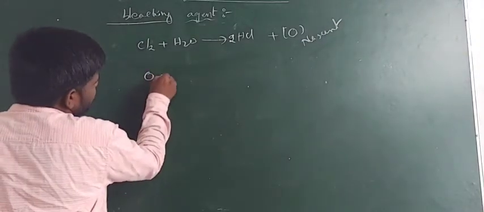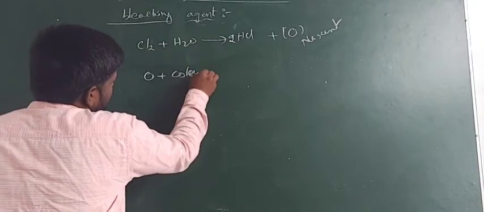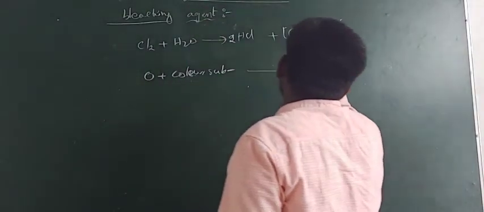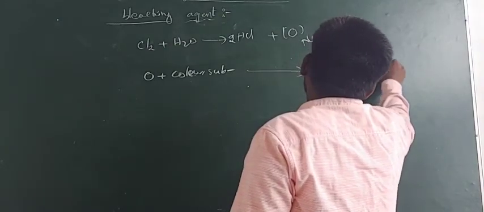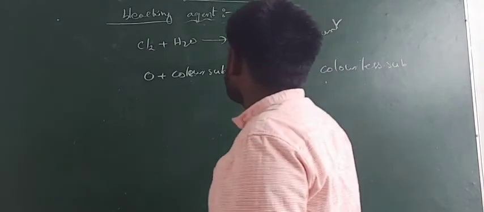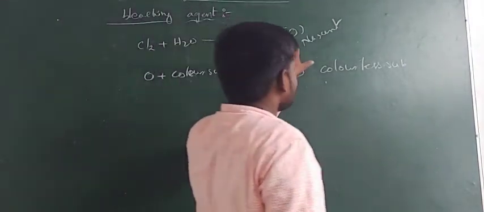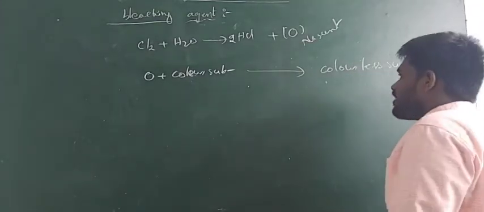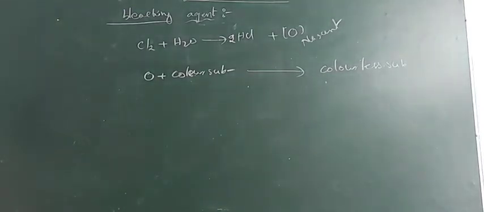When it is treated with a colored substance, that substance changes to colorless. So from chlorine and water we get HCl and nascent oxygen, which is highly active. When it is treated with a colored substance, it changes to colorless.